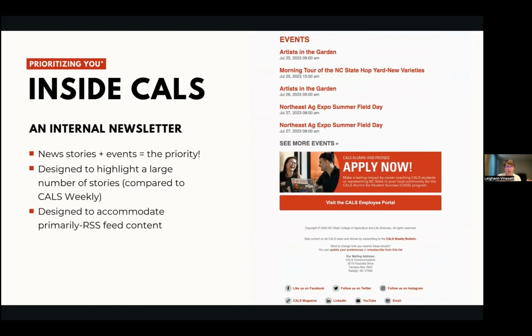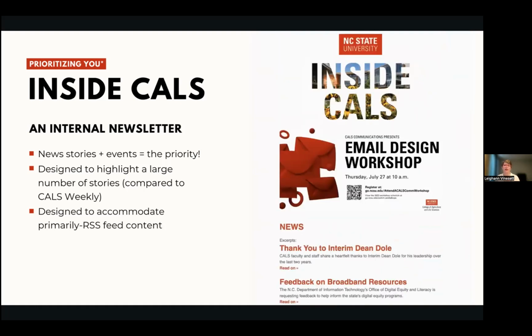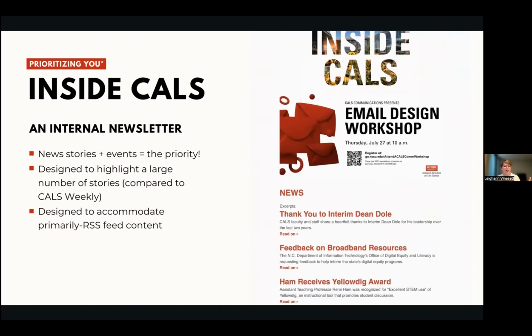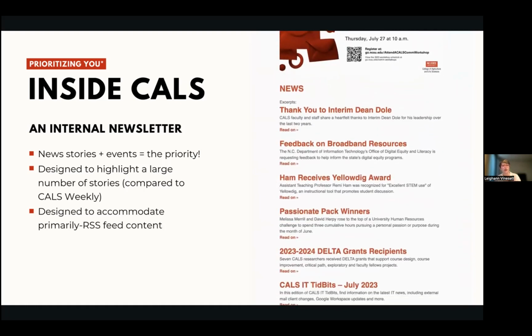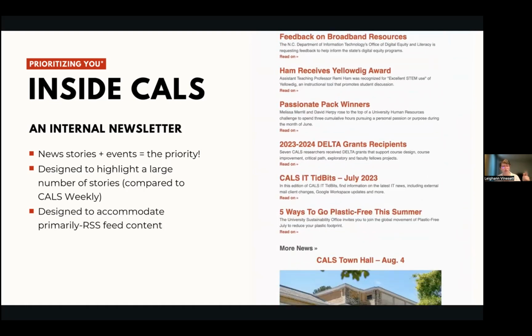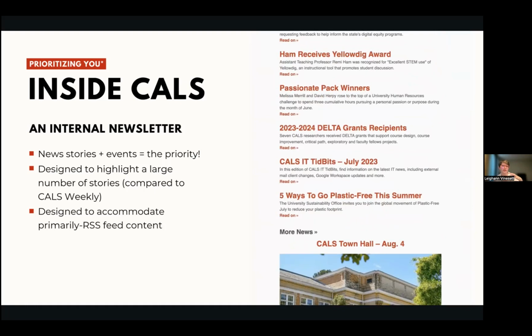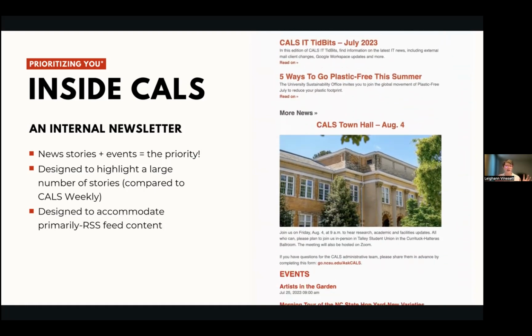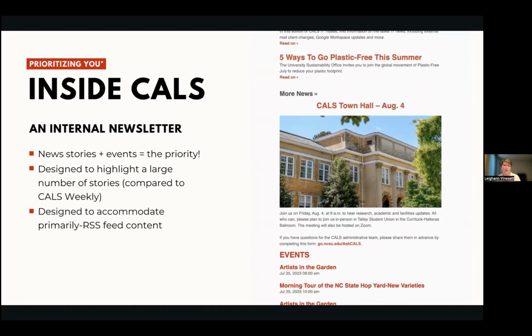So a little behind the scenes: for CALS Weekly, we have a content meeting, we build it out, and we type those stories in because of the design. But this one has a different building process. We're going into the RSS feed, tagging these stories, and they're pulled in automatically. So the design accommodates things differently, and therefore it looks different.